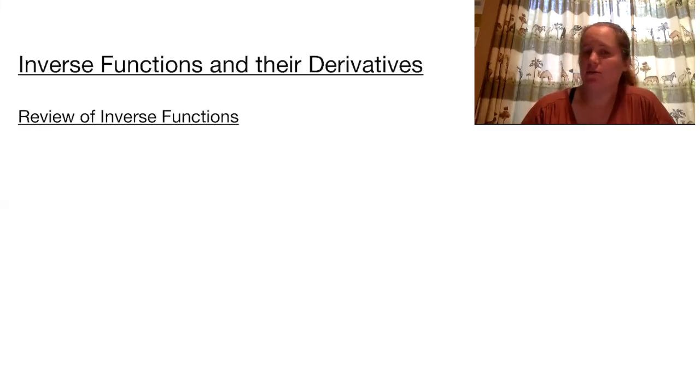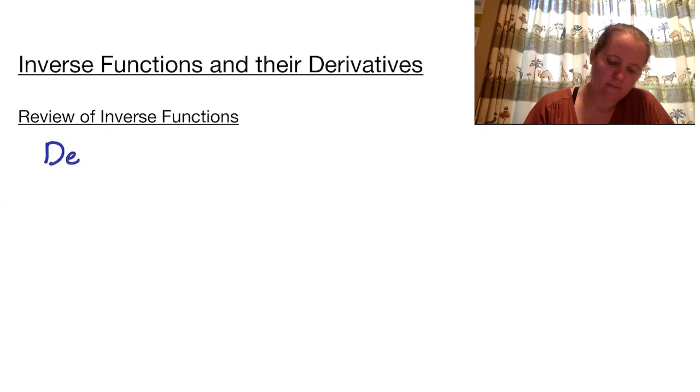Welcome to inverse functions and their derivatives. So before we get into actually taking the derivative of an inverse function, let's just do a quick review of inverse functions. So some quick definitions.